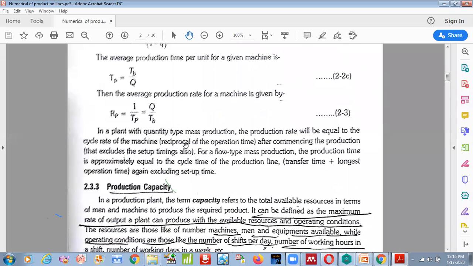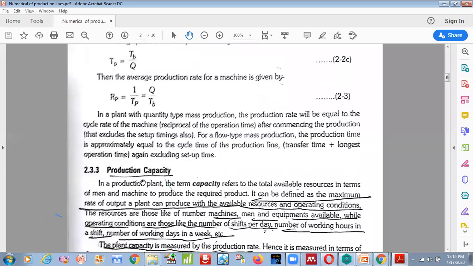In a plant with quantity mass production, the production rate will be equal to the cycle rate of the machine after commencing the production. For flow type mass production, the production time is approximately equal to the cycle time of the production line. That is what he says.